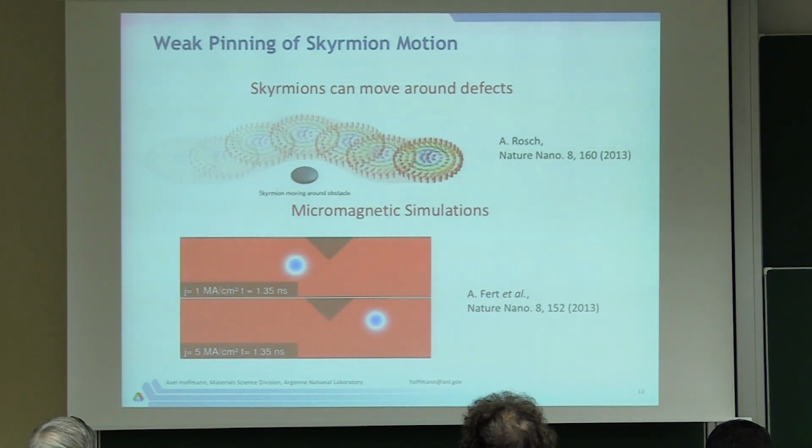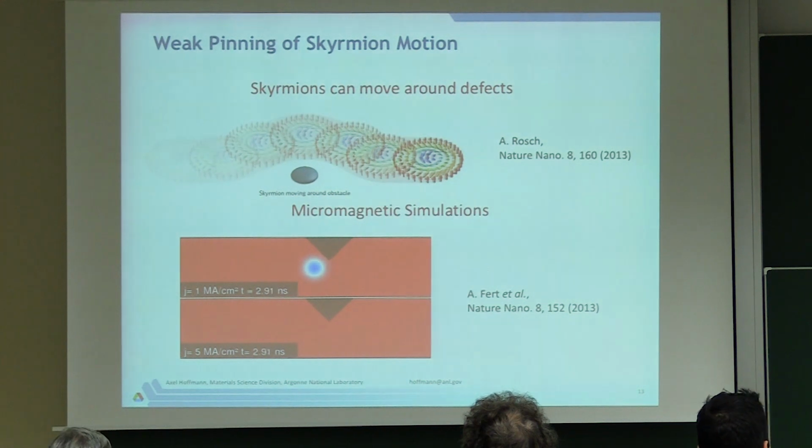But early work already showed that indeed, if you put a skyrmion in your computer simulation and put a little defect in your wire, the skyrmion can easily move around it, and only if the current is very low, it actually gets pinned at these structures. So this idea that pinning is not very important came up early on.